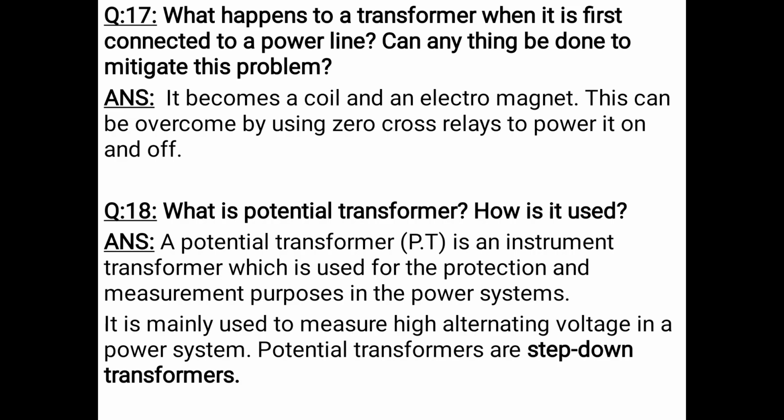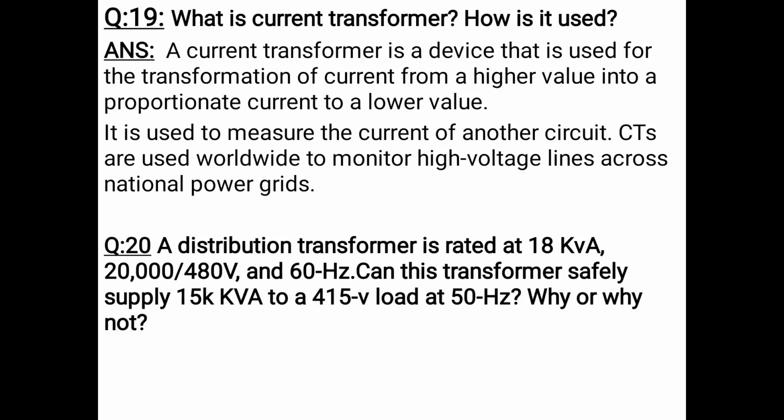Number 18. What is a potential transformer and how is it used? Answer: A potential transformer, PT, is an instrument transformer which is used for protection and measurement purposes in the power system. It is mainly used on high alternating voltage in the power system. Potential transformers are step down transformers.